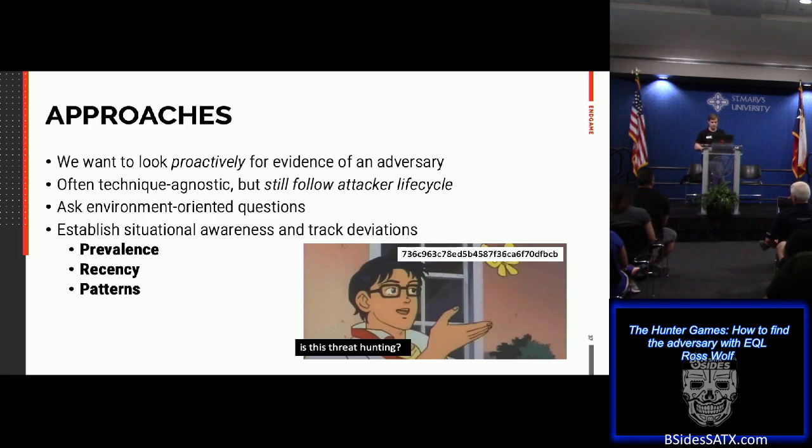So what things are happening, like prevalence? By that I mean what things are happening on just a few endpoints out of a lot? What things have just happened within the past couple of days? Or what patterns do you see, like every night at 9 p.m. there's a network connection going here. What's that about? Those are just some general approaches for sifting through your data for threat hunting.